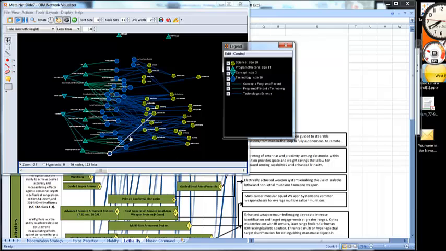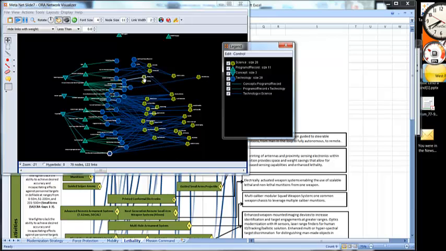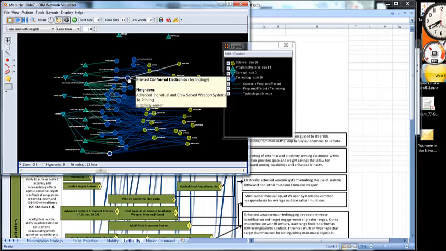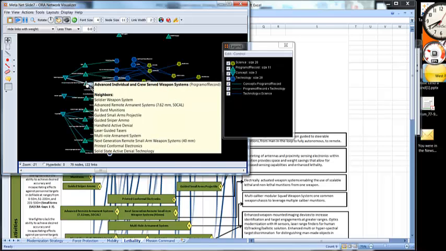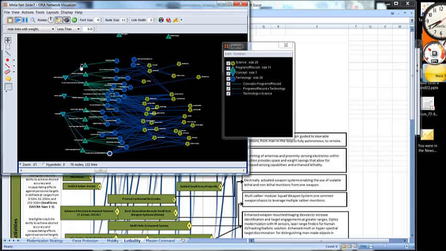As we talked about last time, what's nice is you can trace out to see where I've got things that are supporting. You can find sciences that have only one thing they support. For instance, I can quickly see proximity sensors are tied into the technology of printable formable electronics, which feeds into advanced individual crew served weapon systems, which feeds back into soldier weapon systems for some PM. And as we talked about before, the idea of orphans popped up as well.